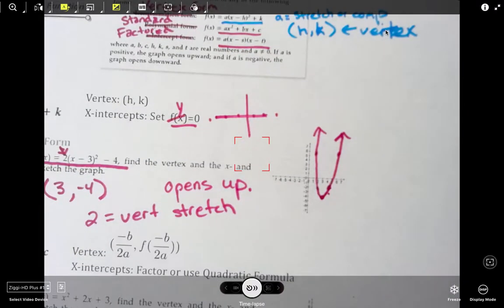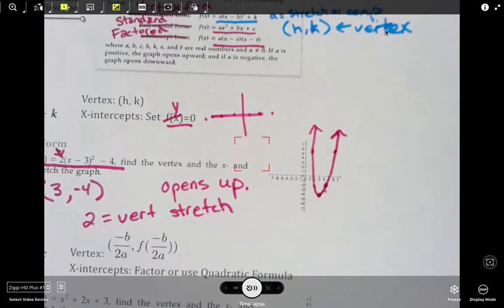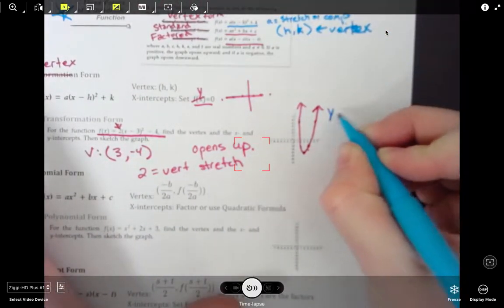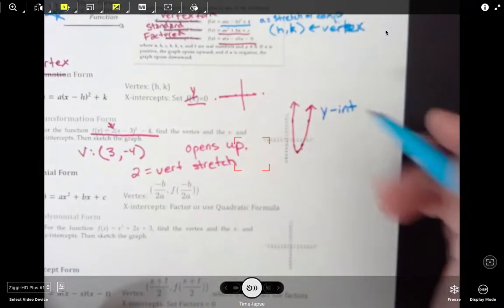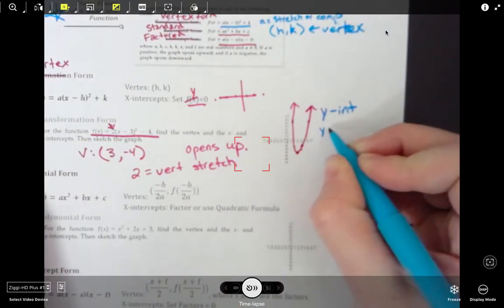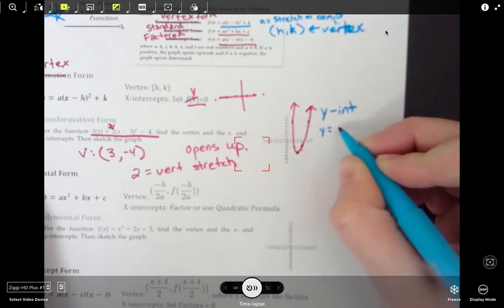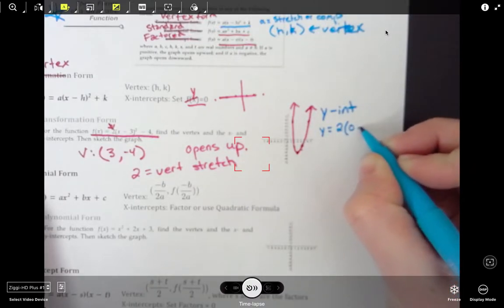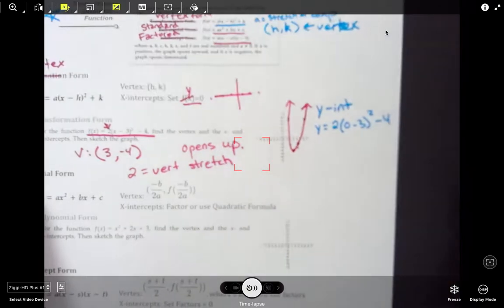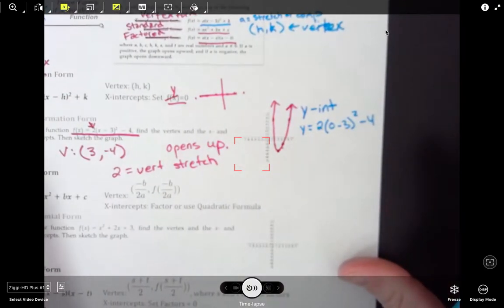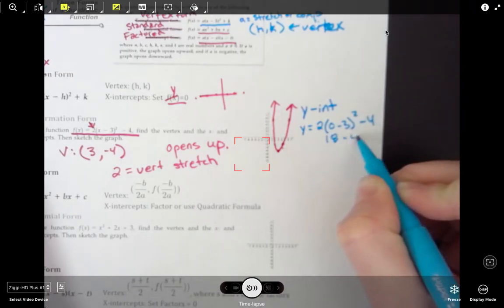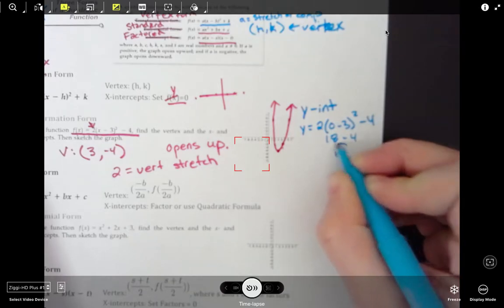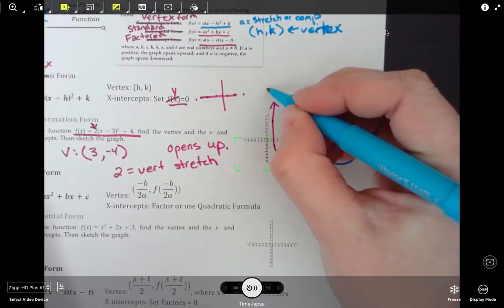Shoot, we didn't do x and y intercepts. Let's do that one and then we'll stop. X and y intercepts. Let's do the y-intercept first. To do the y-intercept, y equals, I plug 0 in for x. So 0 minus 3 squared minus 4. Okay? Negative 3 squared is 9. 9 times 2 is 18 minus 4, which is 14. The y-intercept is 14, so it's going to touch up here at 14, wherever that is.